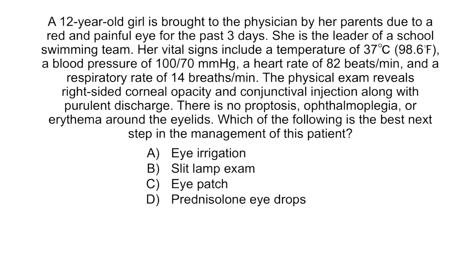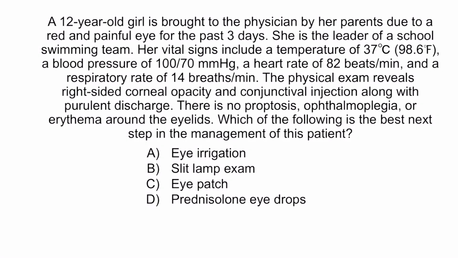A 12-year-old girl is brought to the physician by her parents due to a red and painful eye for the past 3 days. She's a leader of a school swimming team. Her vital signs include a temperature of 37 degrees Celsius, blood pressure of 100/70, heart rate of 82, and respiratory rate of 14. Physical exam reveals right-sided corneal opacity and conjunctival injection along with purulent discharge. There is no proptosis, ophthalmoplegia, or erythema around the eyelids. Which of the following is the best next step in the management of this patient? A. Eye irrigation. B. Slit lamp exam. C. Eye patch. Or D.